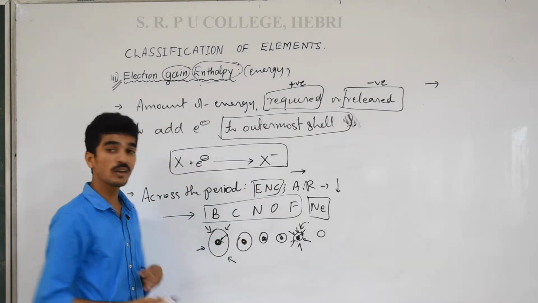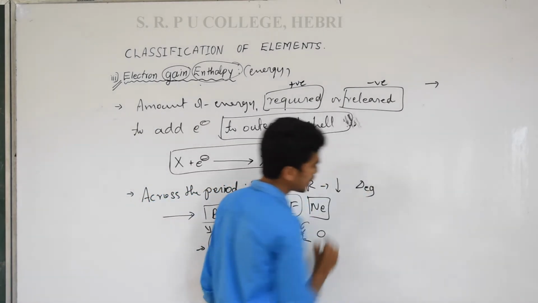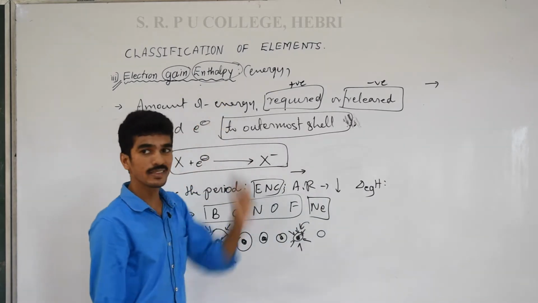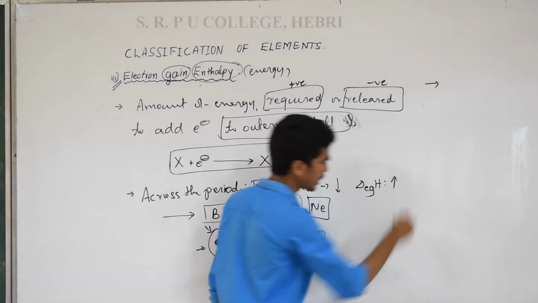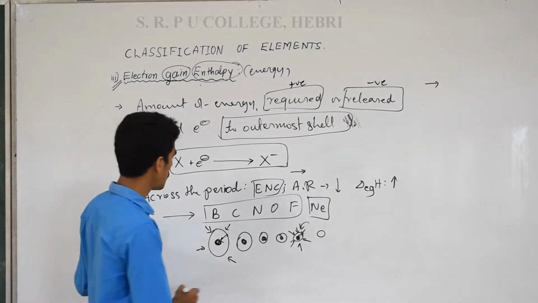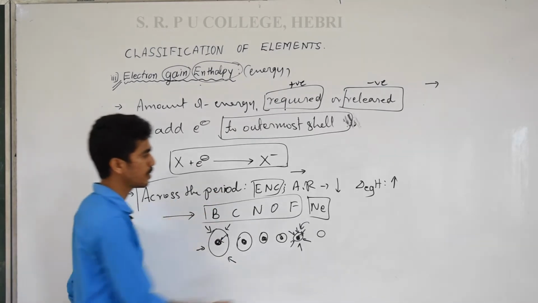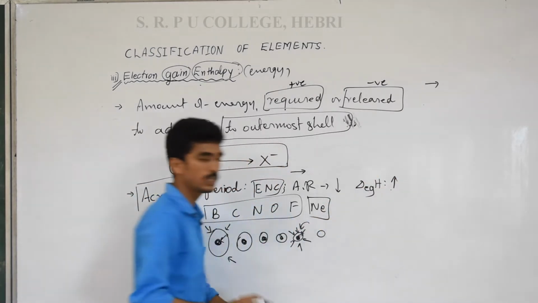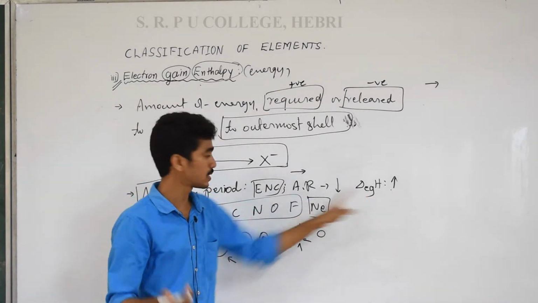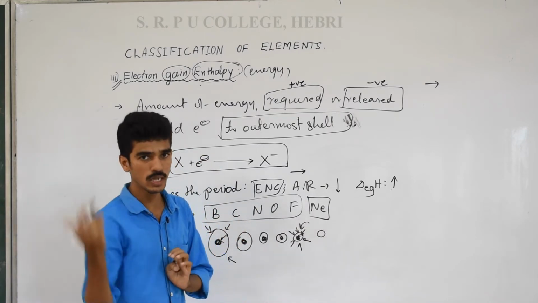So in general we can say across the period delta Eg, that is nothing but electron gain enthalpies, that should increase across the period. Electron gain enthalpy increases, but down the group. So I hope you understood. What about across the period? You just remember the delta H EG increases, the electron gain enthalpy increases across the period, size decreases, effective nuclear charge increases.